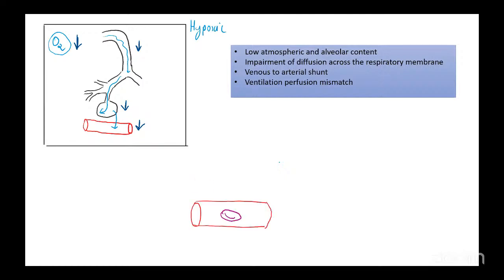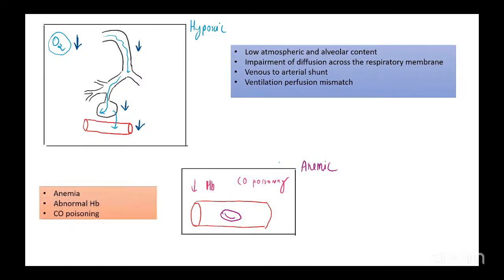On the other hand, if hemoglobin number is less, or there is some CO poisoning, as we were talking about, this can be anemic. There is not enough hemoglobin, or the hemoglobin is abnormal in nature, or carbon monoxide poisoning is there, where the high affinity is not allowing oxygen to combine to it. So this will result in anemic hypoxia.